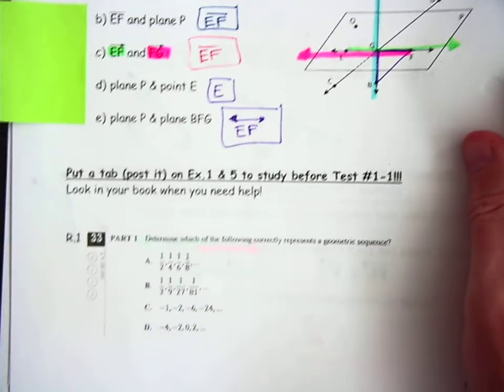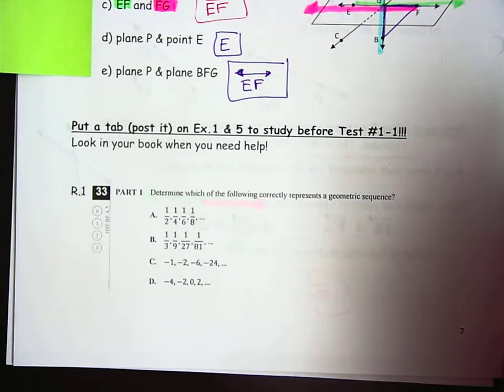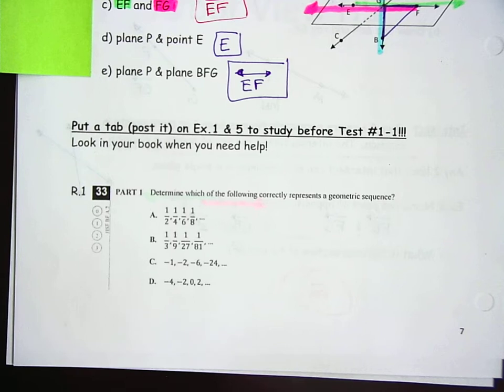All right. And so last question. Look in your book when you need help also. The book has explanations and pictures and other examples that you can also look at.